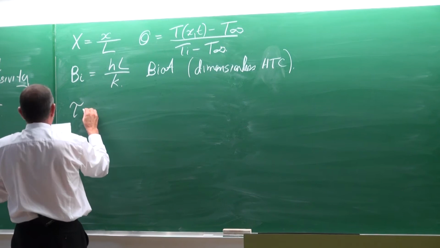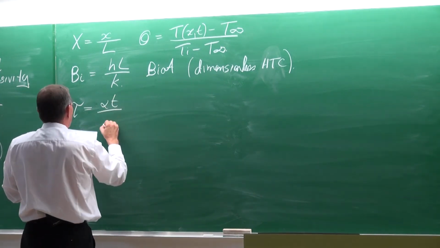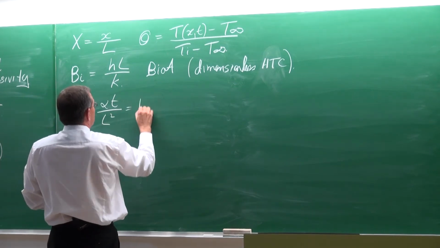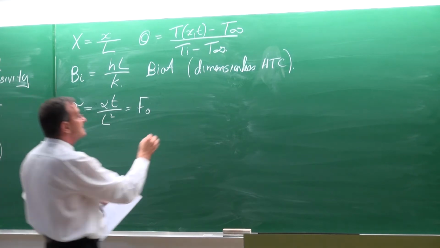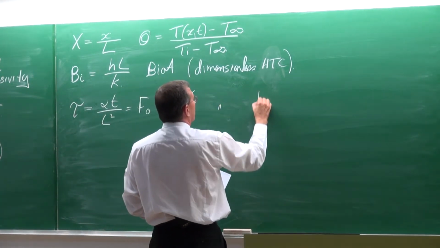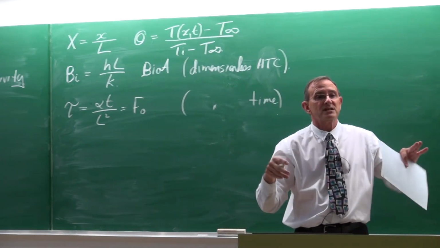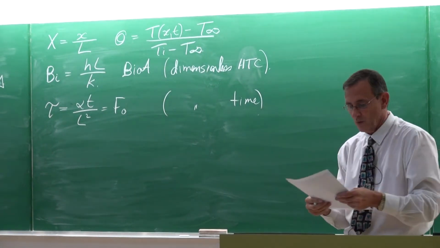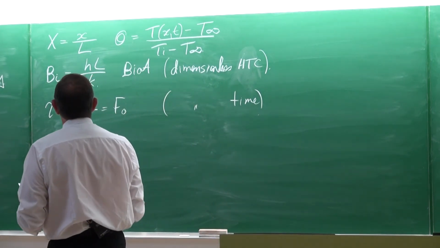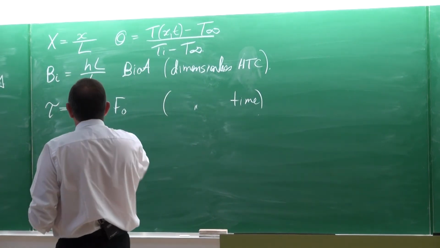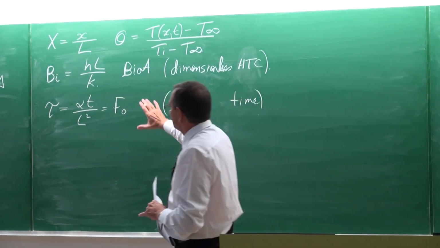Then, what is also defined is tau, which is alpha t divided by L squared, equal to the Fourier number, and that is the dimensionless time. And again, this time will then always vary between 0 and 1. No, sorry, it wouldn't vary between 0 and 1. It can be larger than 1.